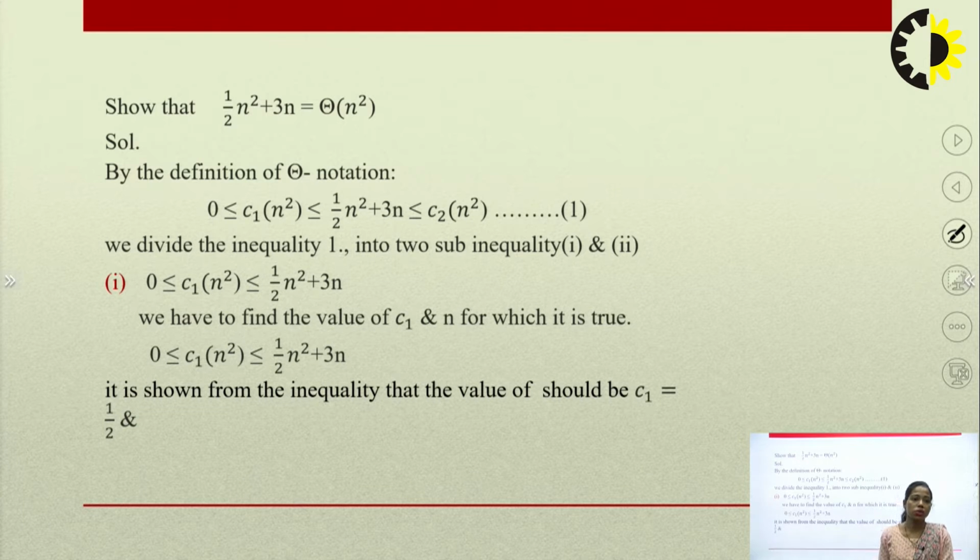If in any question it is asked that some function lies in theta notation, then you have to prove that it lies in both big omega and big O notation, because theta is the average case. Theta is the average case.